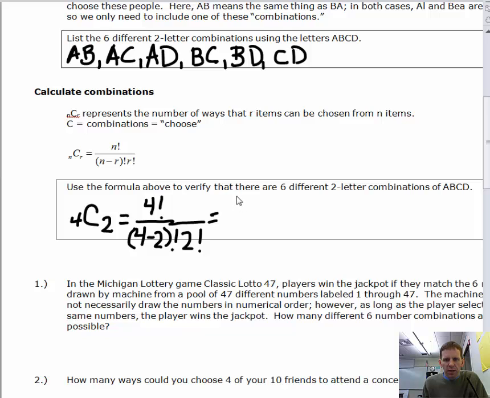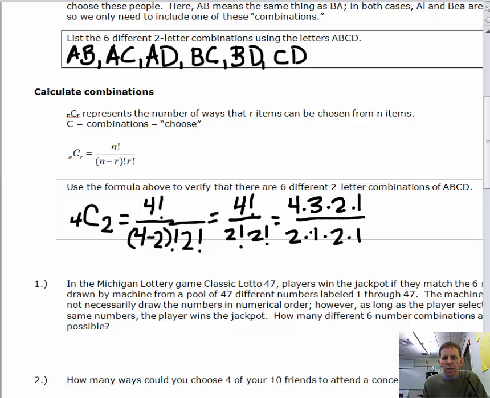So you can simplify this a bit here. We have 4 factorial up here, and we have 2 factorial times 2 factorial. Now if you want to crunch this out, you can do 4 times 3 times 2 times 1 on the top, 2 times 1 times 2 times 1 on the bottom, and when you crunch this out, you'll end up with 24 over 4, which equals 6.